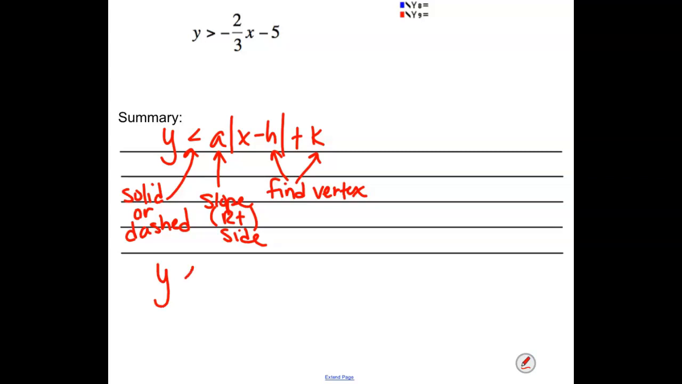So if you have a y is less than, you want to be below the V. And if you have y is greater than, you want to be above the V.